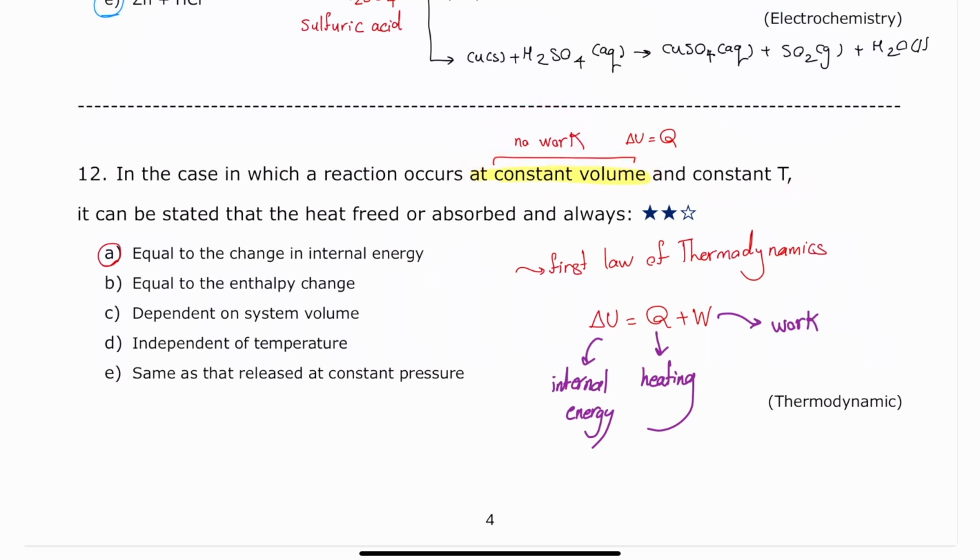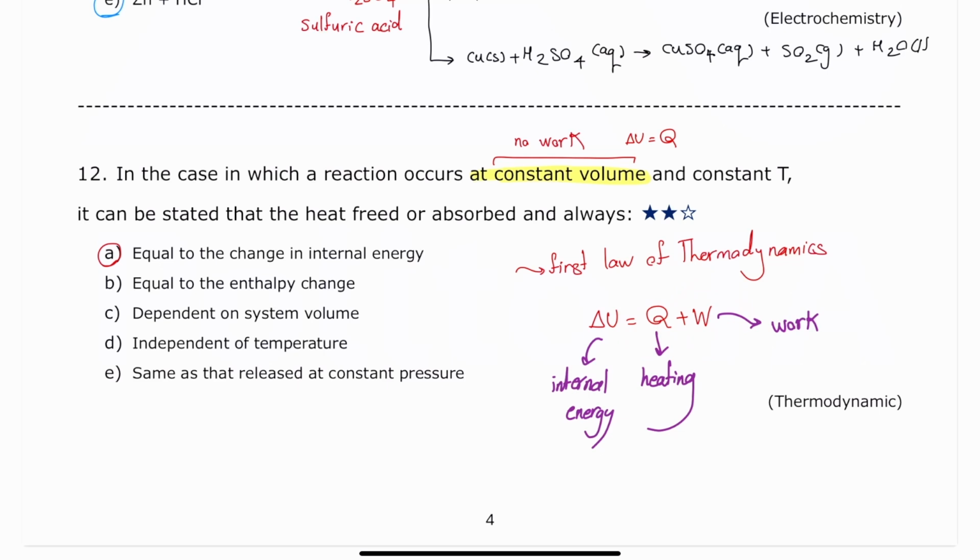And constant T. It can be stated that the heat freed or absorbed is always equal to what? So it's talking about work, it's talking about temperature, and in these parts of the answer it's talking about internal energy. This is where it hits the first law of thermodynamics, where internal energy, heating, and work all come together. In the first law of thermodynamics, we say that the change in the internal energy corresponds to heat plus work, right?